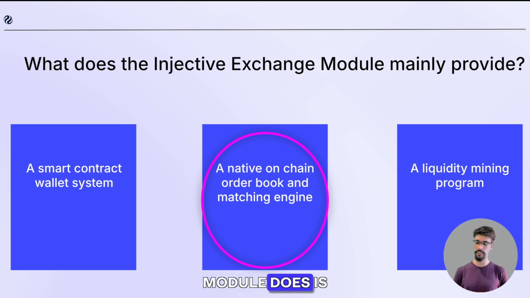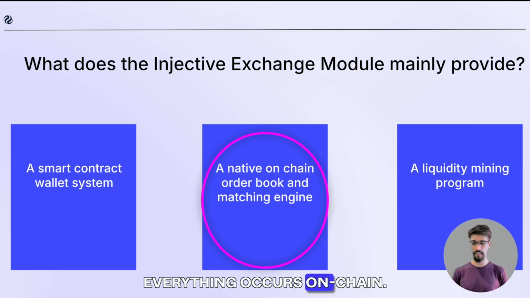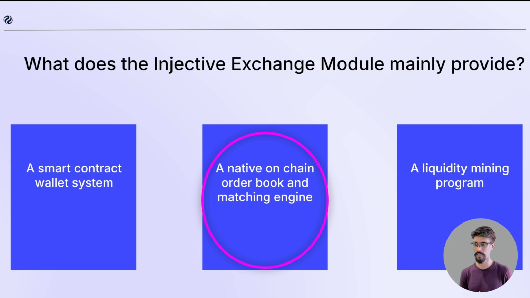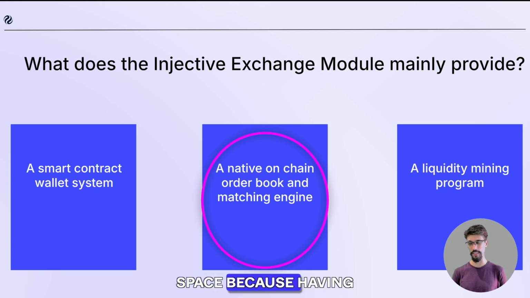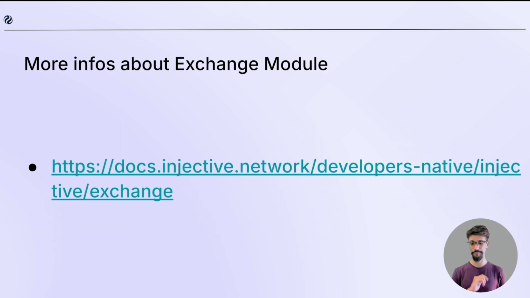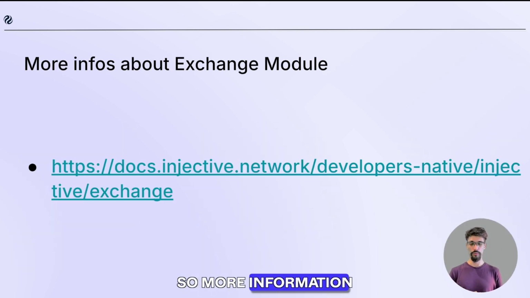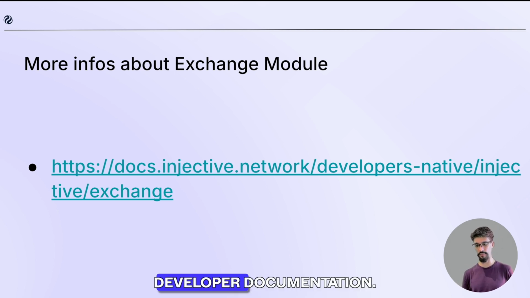So what the exchange module does is it stores orders like buy bids and sell bids. And when they match, it happens on-chain, right? So the bids are stored on-chain, the matching happens on-chain, everything occurs on-chain, which is, I guess, unique within the blockchain space, because having on-chain order books is not a thing that many other networks are even capable of. All right. So more information about the exchange module, you can find that on the Injective developer documentation.